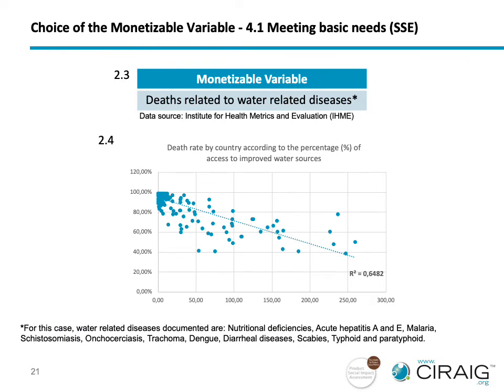For substep 2.3, we chose to retain the amount of debt related to water-related disease by country as the monetizable variable. At substep 2.4, we were able to determine that the correlation between these variables was proven in the literature, but in addition to the generic data at our disposal, we had a significant correlation, although it is not a strong correlation.